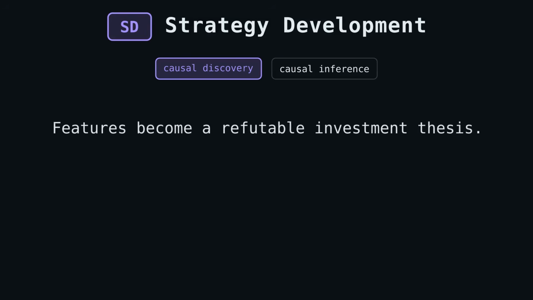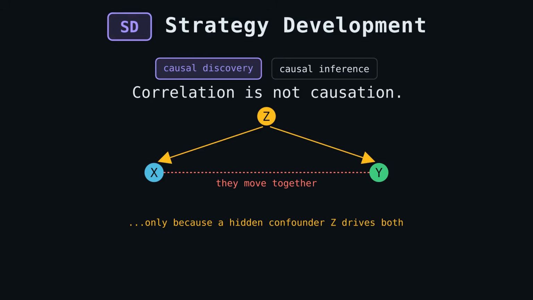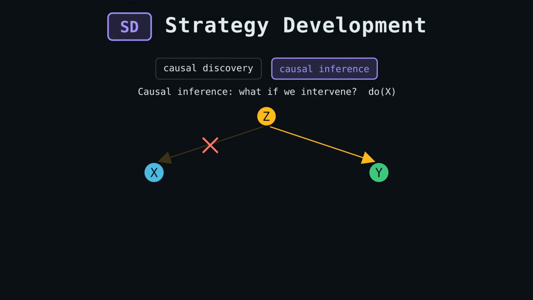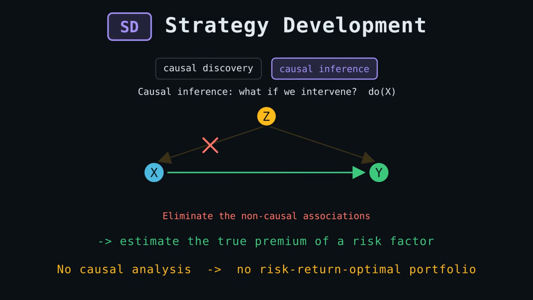Strategy development is where features become a refutable investment thesis, and this is where causality matters. Correlation is not causation. Two variables can move together only because a hidden confounder drives them both. Causal discovery recovers that structure, the graph of what actually causes what, directly from the data. Causal inference then asks a sharper question: what happens if we intervene? By eliminating non-causal associations, we can estimate the true premium due to a particular risk factor. Without this causal analysis, it is not possible to form a risk-return optimal portfolio.